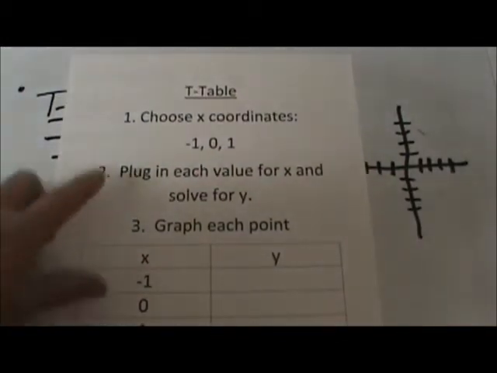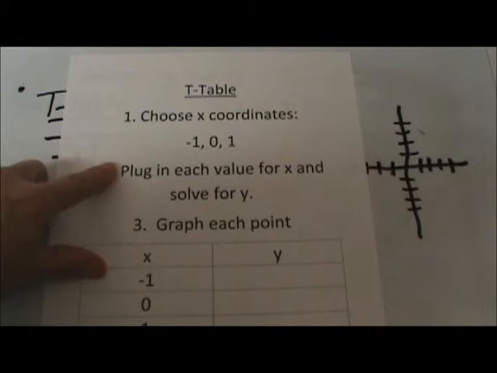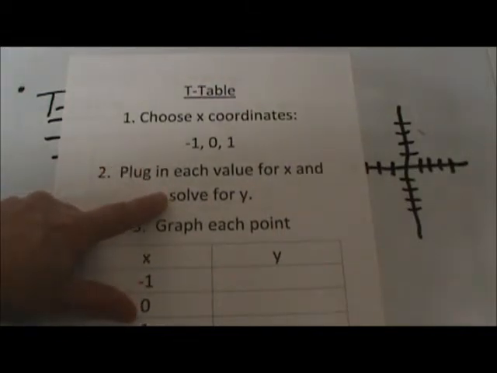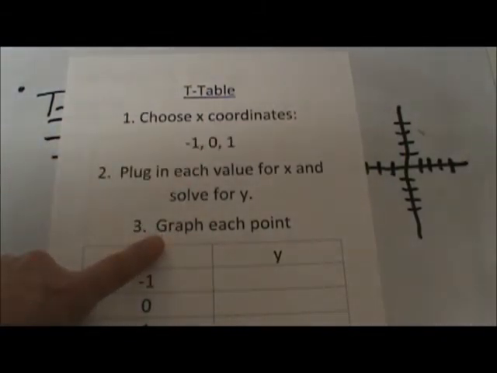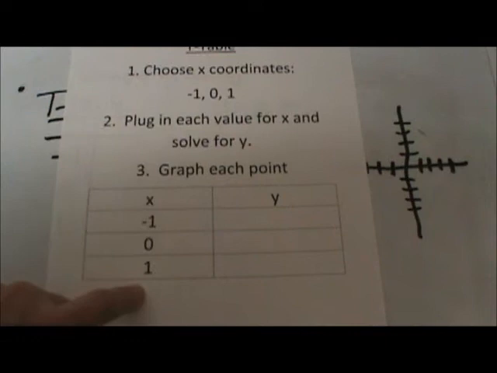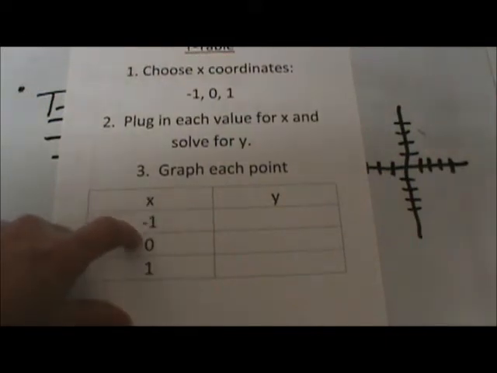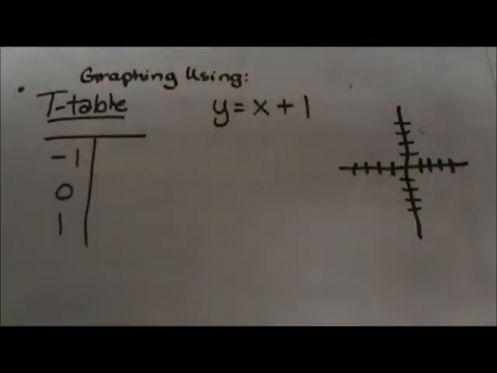Then we're going to take those and plug each value in for x and solve for each value of y. So we're going to have three separate equations, one for each of our x inputs. And then once we get those, we're going to graph those. So these are the three values we're going to plug in for x. So let's look at my table.